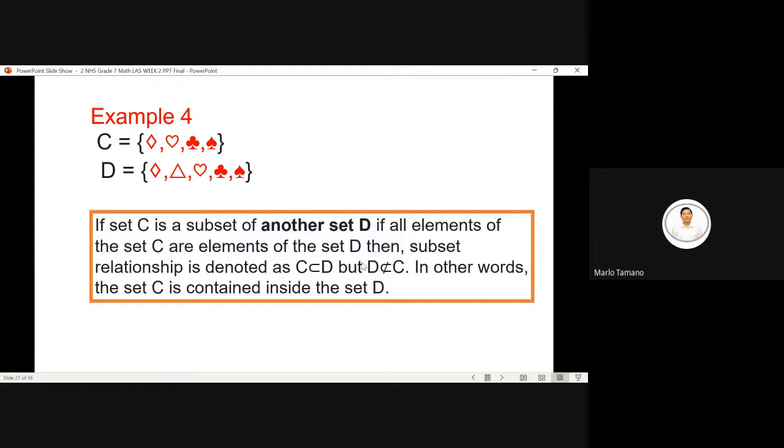Why? There is an element which is triangle, which is not found in C. In other words, the set C is contained inside the set D. So all the elements of set C are found inside the set D. Clear? Lahat ng elements ng set C ay matatagpuan or makikita sa set D. Pero hindi lahat ng elements ng set D ay makikita sa set C. Kulang po. Wala siyang rectangle. What you call that? Triangle.